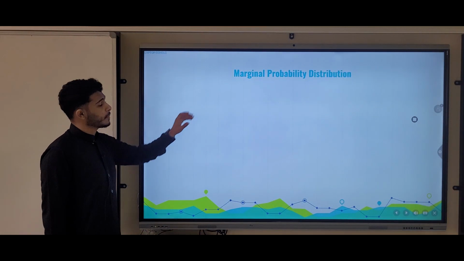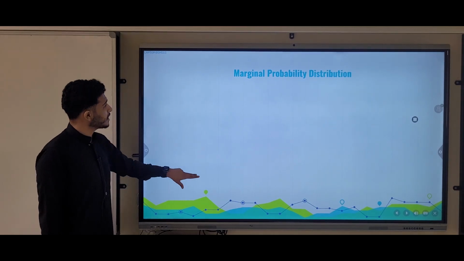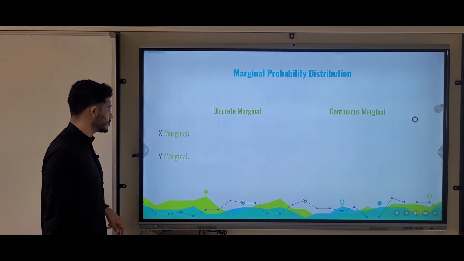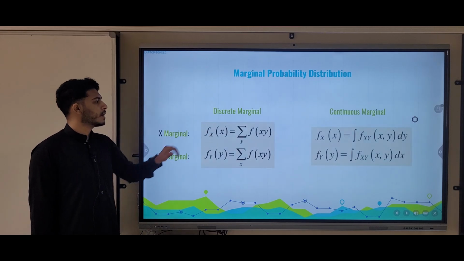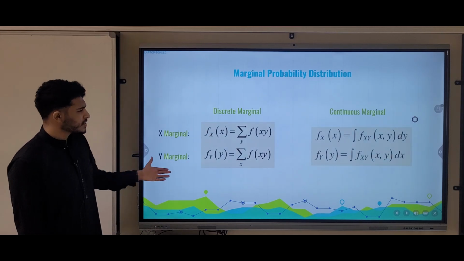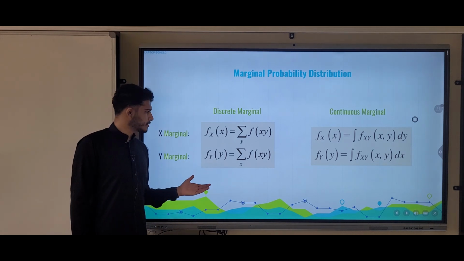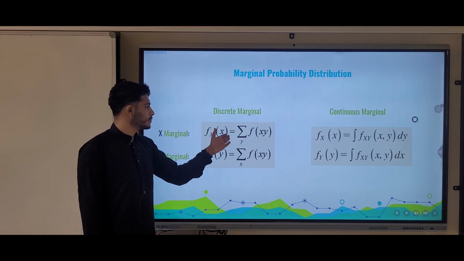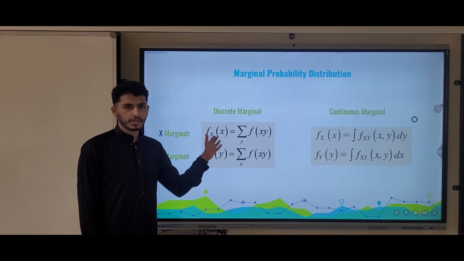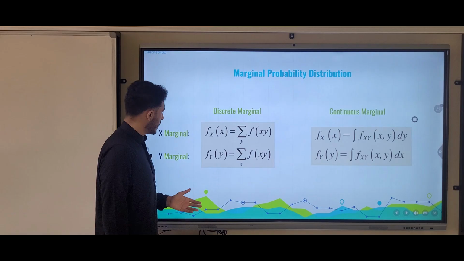Good. Now we're going to talk a little bit more about the marginal. The marginal has two cases, discrete and continuous, and for the variables capital X and capital Y, here are the formulas that you're going to use. There is a common theme here. You definitely want to remember them or find a way to memorize them so you can use them.